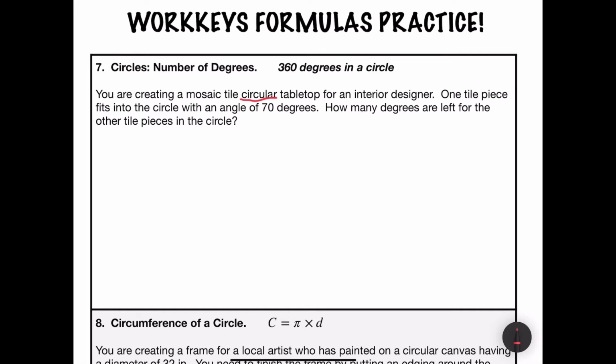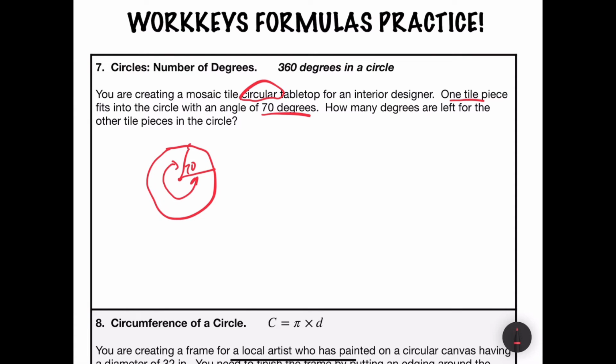So again, I have a circular tabletop, so I'm going to draw a circle. Doesn't have to be perfect, that one definitely is not. And I know that one of the tile pieces fits in at 70 degrees. Again, you don't have to have exactly 70 degrees. I'll just find the center and say that's the tile piece that I have at 70 degrees. I want to know how many degrees are left within the circle for the other pieces.